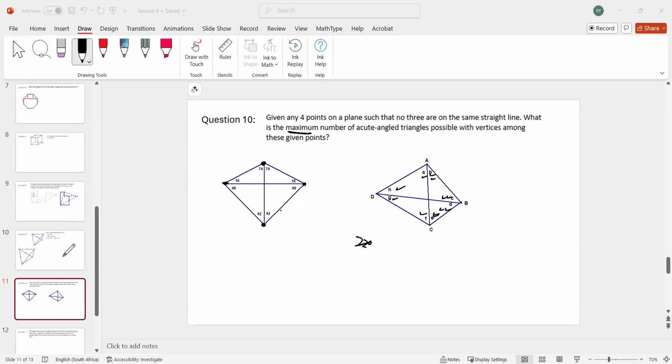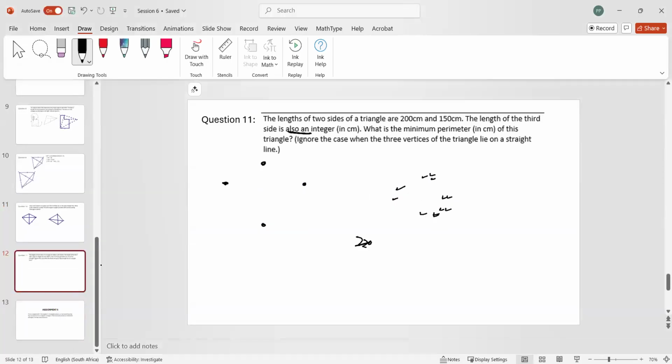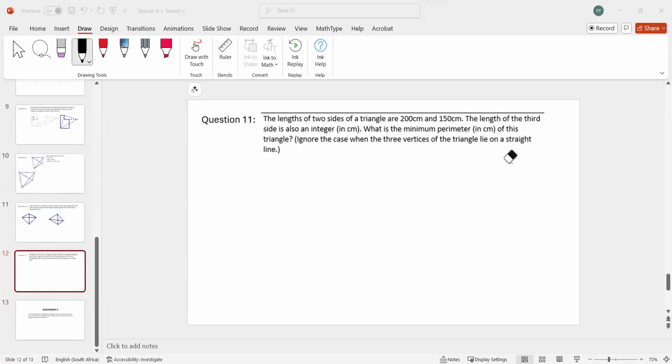All right. Now let me go to the last one. The length of 2 sides of a triangle is 200 and 150. The length of the third side is also an integer. What is the minimum perimeter in centimeters of this triangle? Ignore the case where the 3 vertices of the triangle lie on a straight line.